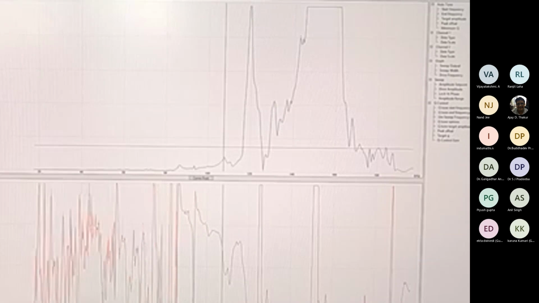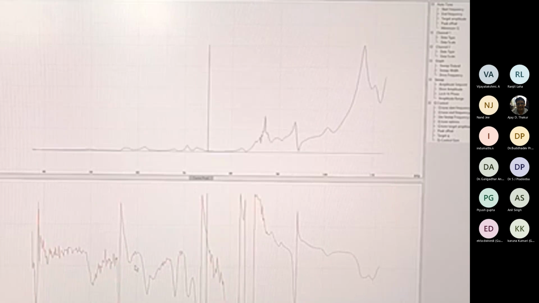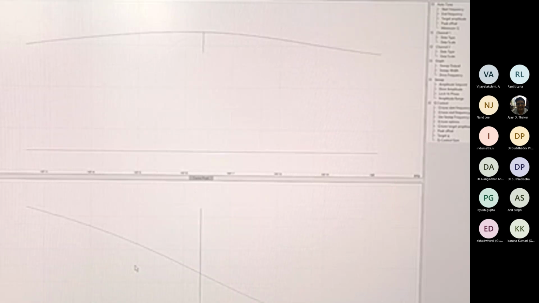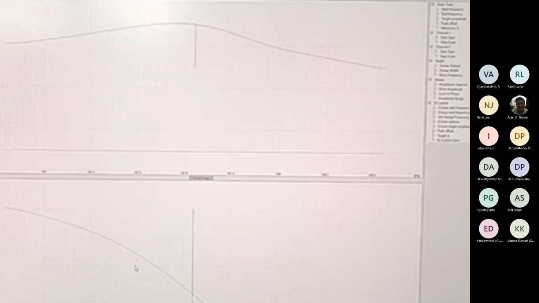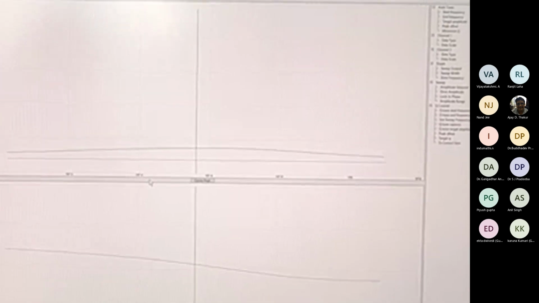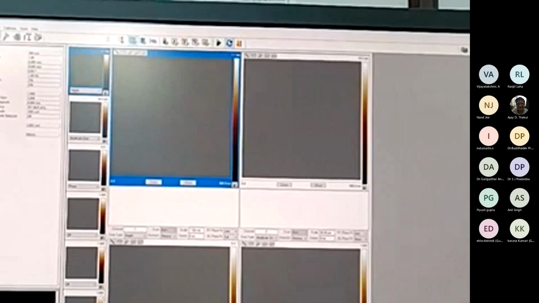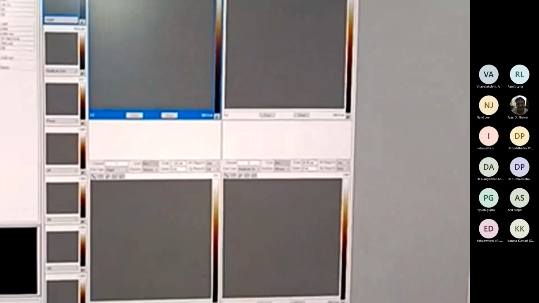We can do manual tuning as well as auto tuning. So we are doing auto tuning. It will automatically detect the resonant frequency. So the resonant frequency of our cantilever here is around 107.448 or 449 around. Okay, so now we will exit, and in our experiment we will oscillate our cantilever at this resonant frequency.